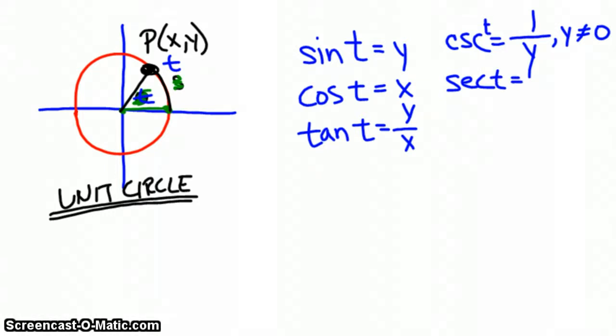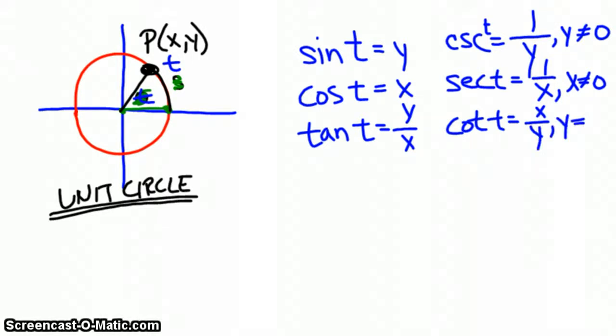there should be a little t there, excuse me, is 1 over x, where x is not equal to 0, and the cotangent is x over y, again when y is not equal to 0. Now you'll notice there should also be a caveat put on the tangent when x is not equal to 0.